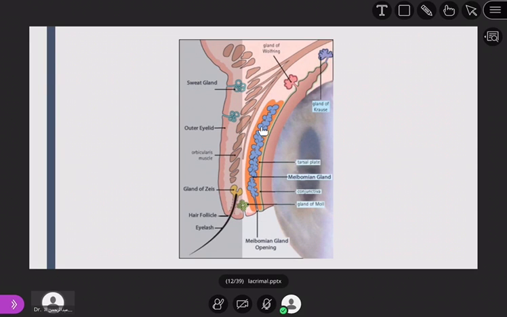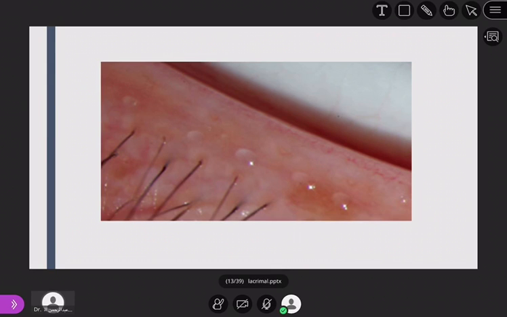Then we have here the long one. This is the meibomian gland, and the yellow one, which is at the base of the eyelash, is the gland of Zeis. The gland of Zeis and the meibomian gland both secrete the lipid part of the tear.